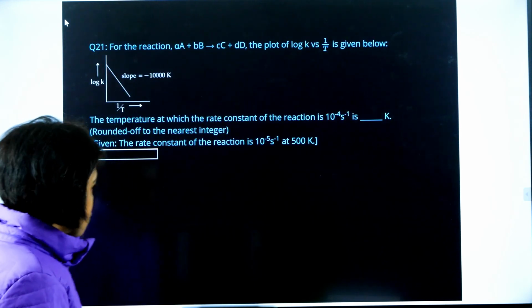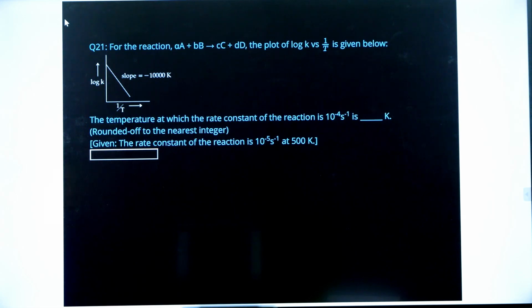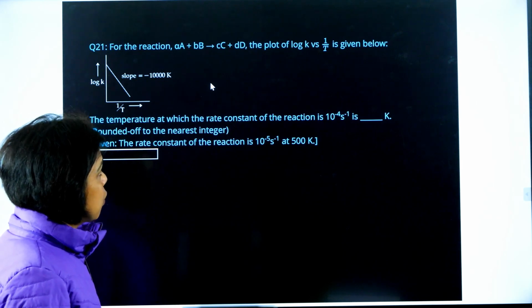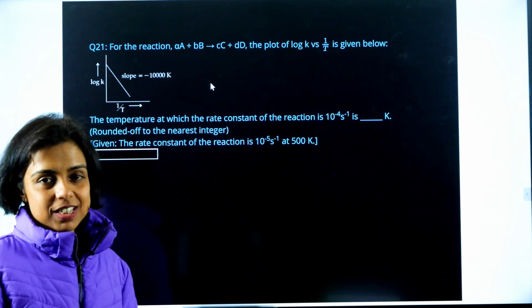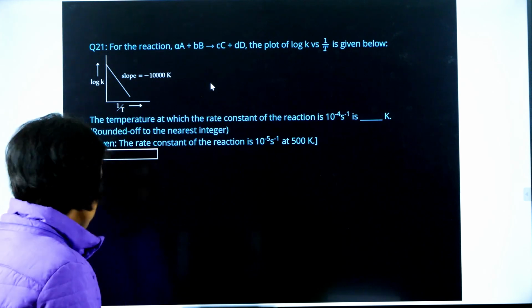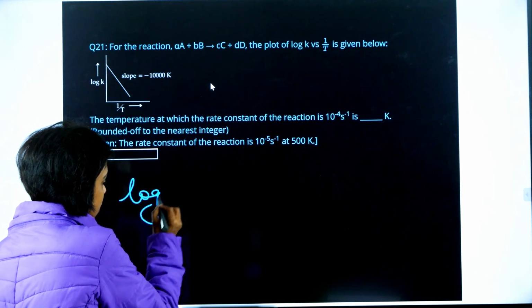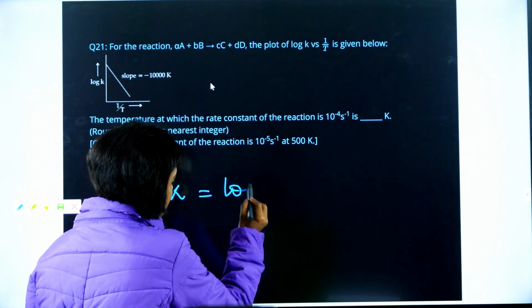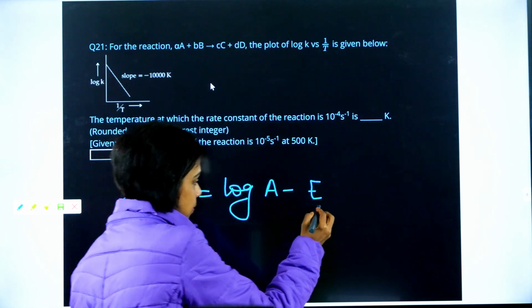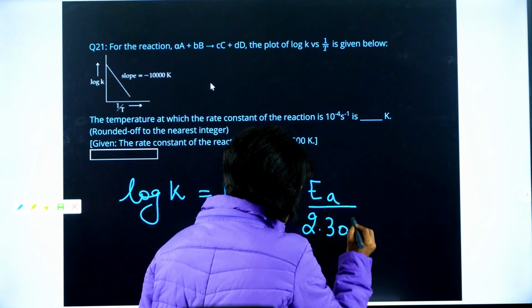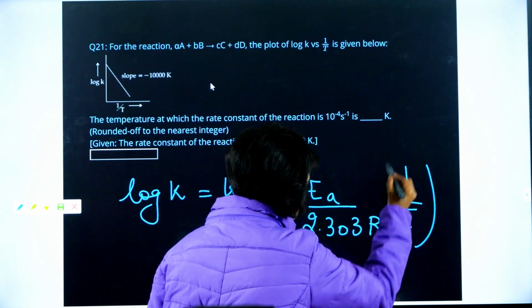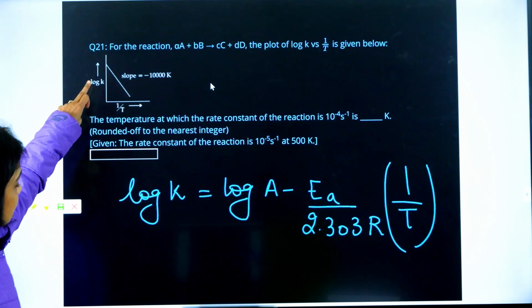Next, the numeric value questions we have here. Okay, so we have the numeric value questions, guys, right? For the reaction, there is this reaction given to us. A reacts with B to form C and D, and the plot of log K, rate constant, versus 1 by T. Instantaneously it should click: Arrhenius plots. So we have the Arrhenius equation, log K equals log A minus EA. Right? So the graph is between log K.